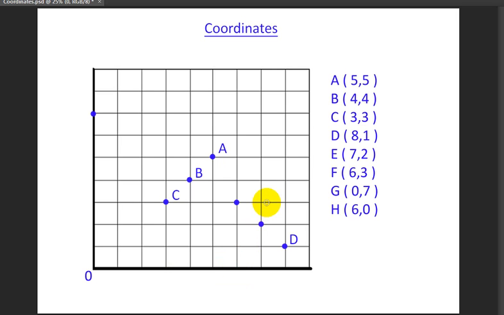So let's put the letters in as well now. The E, and points are symbolized with capital letters, so they should be capital. F, G is here. I almost placed it on the wrong point. And then H goes here.